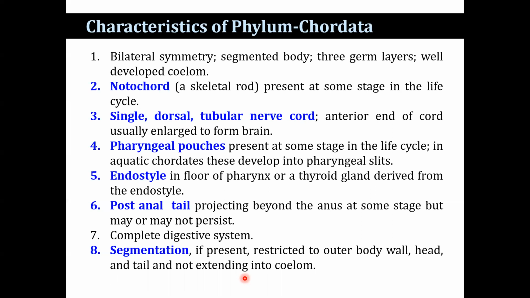A post-anal tail usually projects beyond the anus at some stage but may or may not persist. The digestive system is complete and also complicated. And segmentation, if present, is restricted to the outer body wall, head and tail, and does not extend into the coelom. Those are the characteristic features found in the Phylum Chordata.